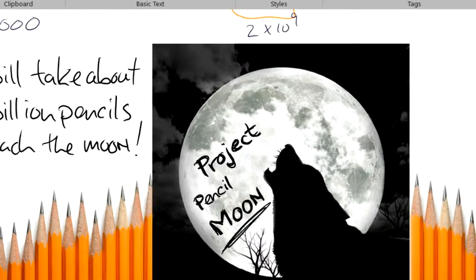So I'm asking you to contribute today to Project Pencil Moon. Bring your extra pencils into room 309, and eventually we will build a bridge to the moon with nothing more than pencils.